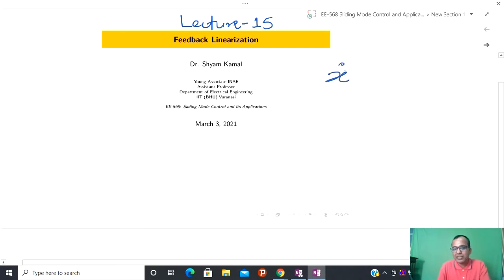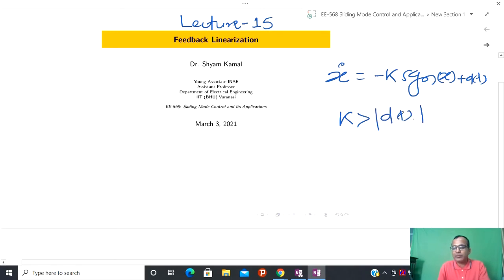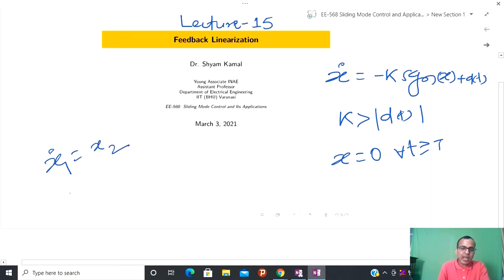Suppose I have x dot equal to minus k signum x plus dt. We have seen that if k is greater than the supremum of dt for all t, then I can make sure that x equal to 0 after some finite time t greater than or equal to t. After that, suppose I have a second order system, x1 dot equal to x2 and x2 dot equal to u plus dt, like this.